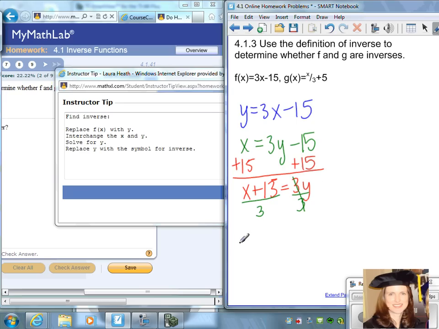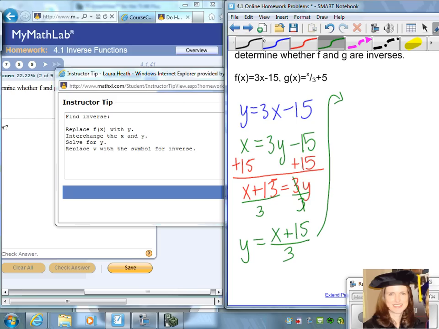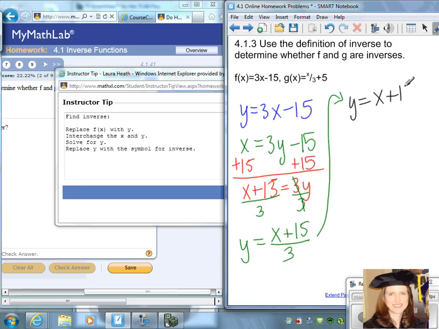And then you get the y by itself. So y is equal to (x plus 15) over 3. Let me write that up here. So again, we have y equals (x plus 15) over 3. And the last step is to replace y with the symbol for the inverse, which is f inverse of x equals (x plus 15) over 3.